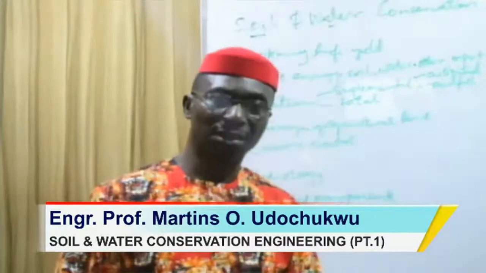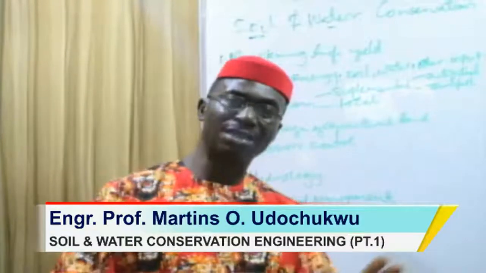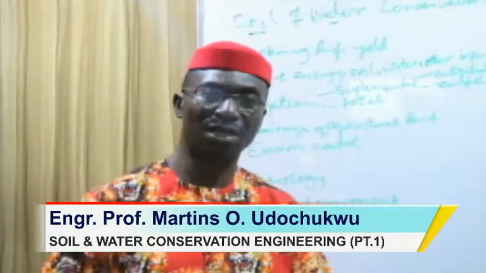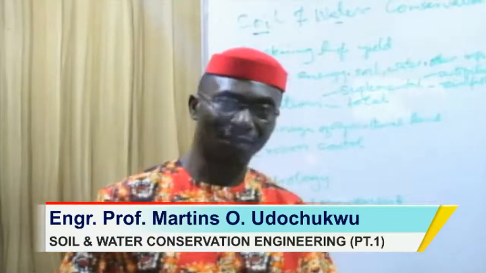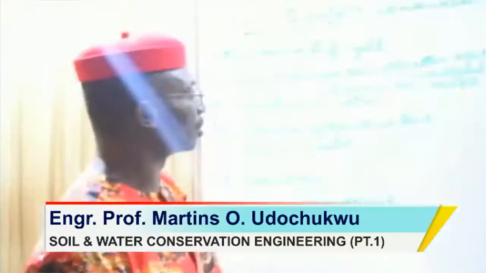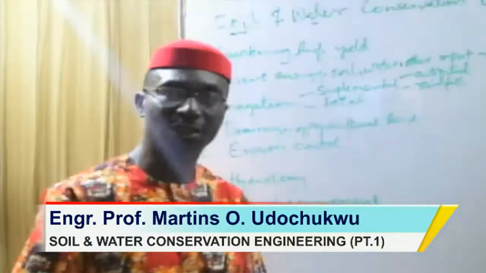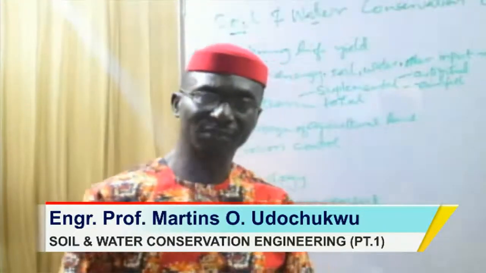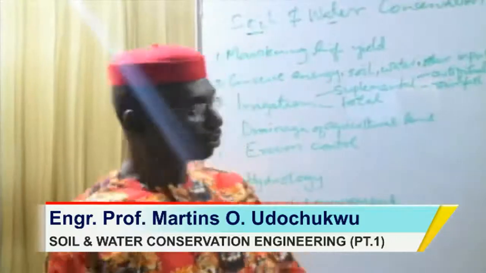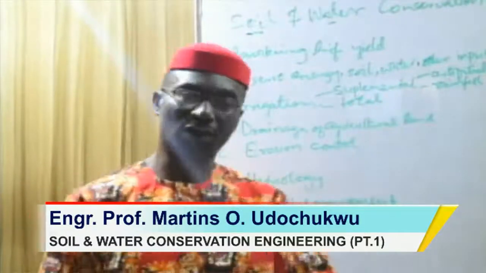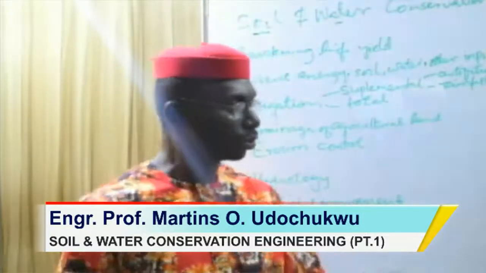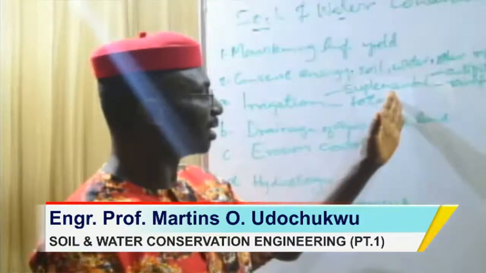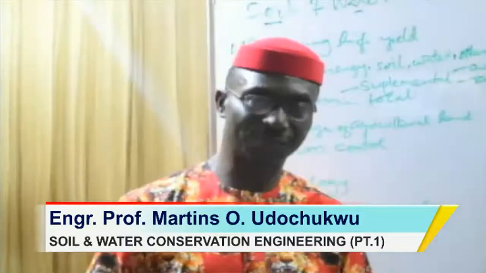But when all the water needed, all the amount of water, all the water input comes from artificial, from external sources, then you term it total irrigation. So total is when every water is artificially applied. So that is the supplemental, that is the total irrigation.